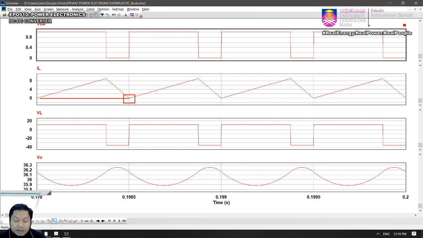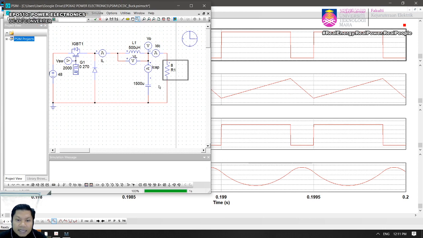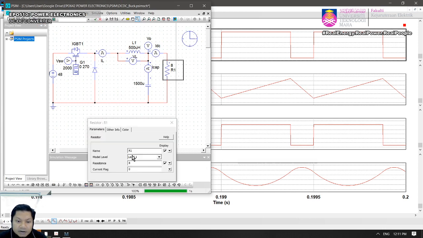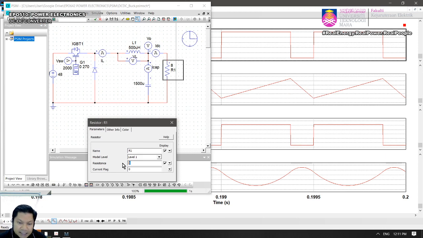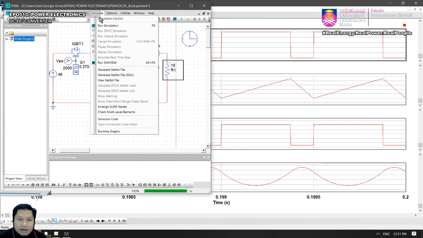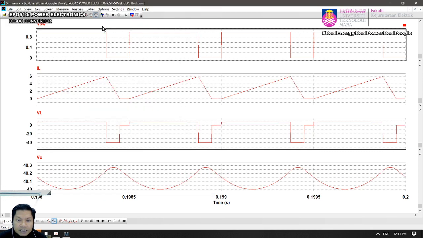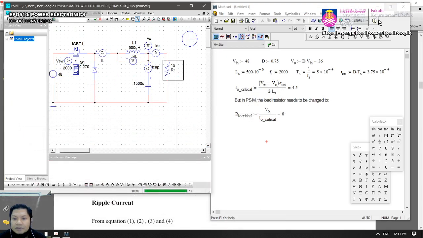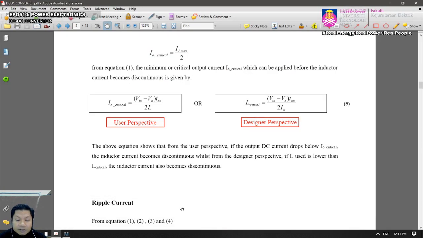So in this case, if I increase the resistor, which means the output current is smaller than the boundary condition, for example I put it as 15 ohm, now the current is reduced below the I0 critical. If I run the simulation again, now it becomes discontinuous. It becomes discontinuous now, right? So that's very much the boundary topic.